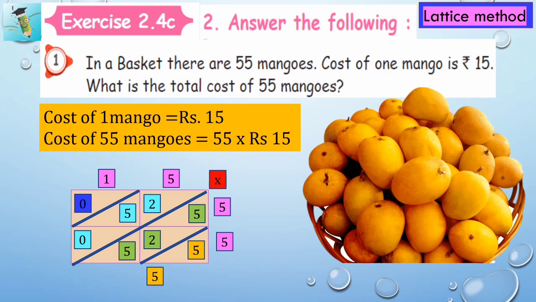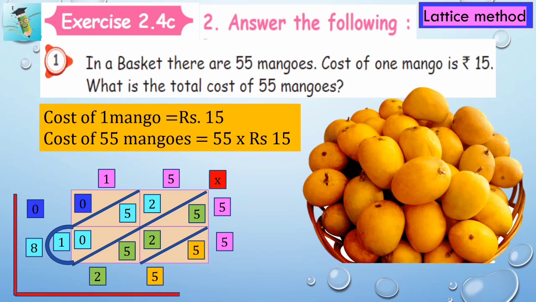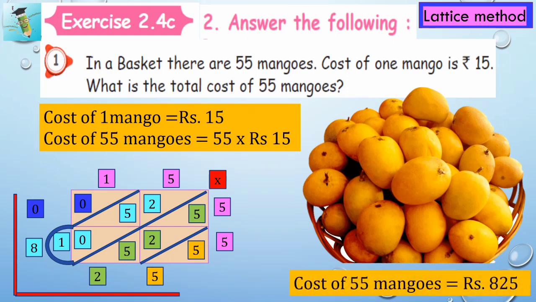Good. Now we must add all the green boxes. 5 plus 2 plus 5. What is the answer? 12. So I enter the 2 here and bring up the 1 with that blue column. So now we are going to add these 3, 4. So 2 plus 5, 7, 7 plus 0, 7, and 7 plus 1, 8. So here answer is 8. Come to the dark blue, 0. Yes. Now we need to enter with that proper ones column. Cost of 55 mangoes equal to rupees 825.